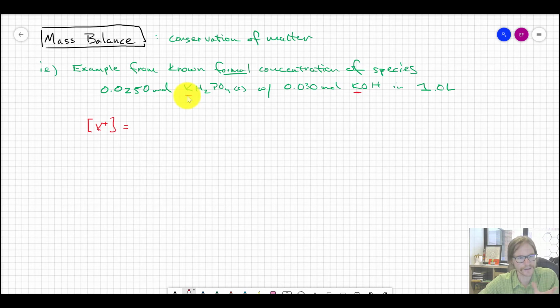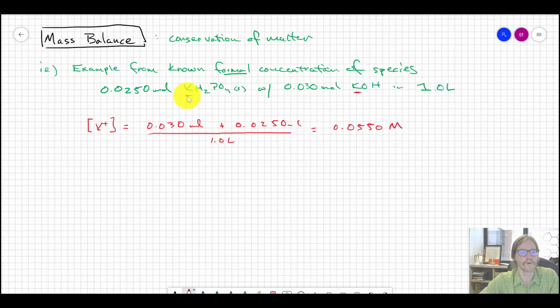Regardless of what equilibria take place, we know that it's not going to be destroyed in any case because it's fully soluble in all these compounds. So the concentration of that is going to be equal to the 0.30 mole plus 0.0250 mole, all in this case divided by that 1.0 liter. So that's going to give us a concentration, if I computed it, of 0.0550 molar, or moles per liter.